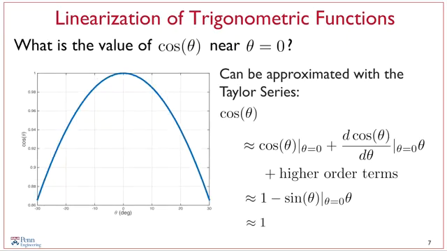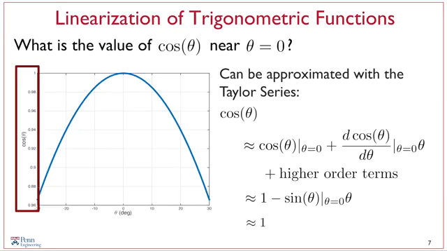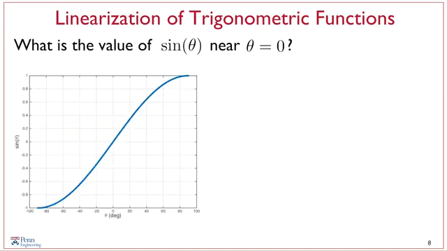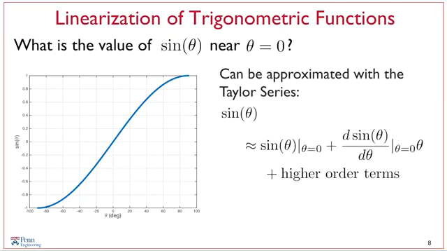We can confirm this qualitatively by looking at the value of the cosine function near theta equals 0. We can plot the cosine function for angles negative 30 to 30 degrees. We can see that the cosine values are indeed close to 1. We can repeat this process to approximate the function sine theta near theta equals 0. Again, we use the Taylor series. For sine theta, we arrive at the following expression.